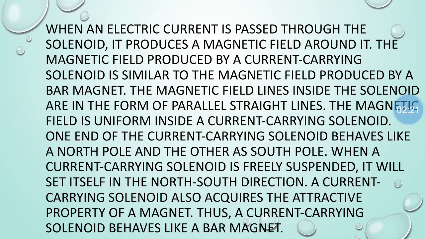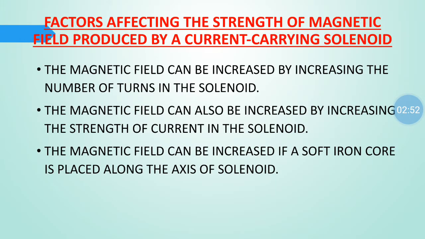One end of the current carrying solenoid behaves like a north pole, whereas the other behaves as a south pole. When a current carrying solenoid is freely suspended, it will align itself in the north-south direction. Also, a current carrying solenoid acquires the attractive property of a magnet. Thus, a current carrying solenoid behaves like a bar magnet.